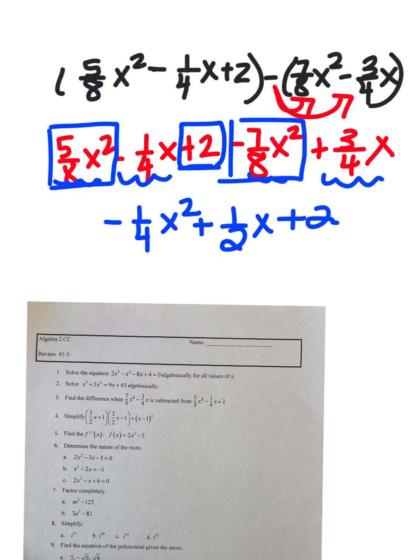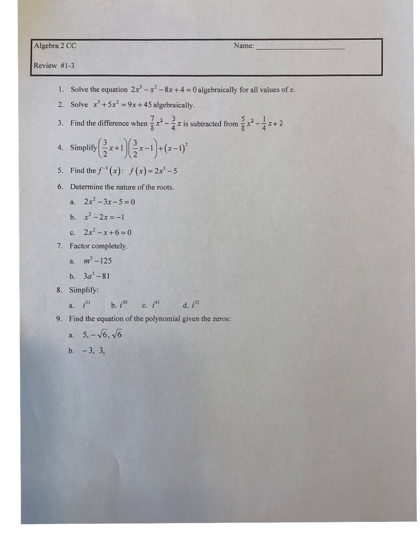All right, so let's take a look at number 4. Okay, number 4 says to simplify. I have 3/2 x plus 1. Notice there's no operation in between these parentheses, so that means to multiply. So we're going to do 3/2 x plus 1 times 3/2 x minus 1. This is going to be a double distribute plus x minus 1 squared.